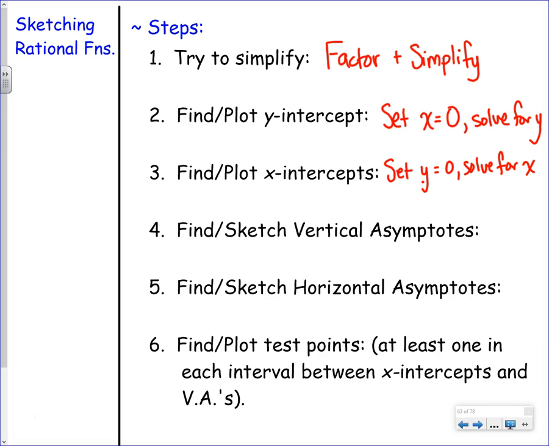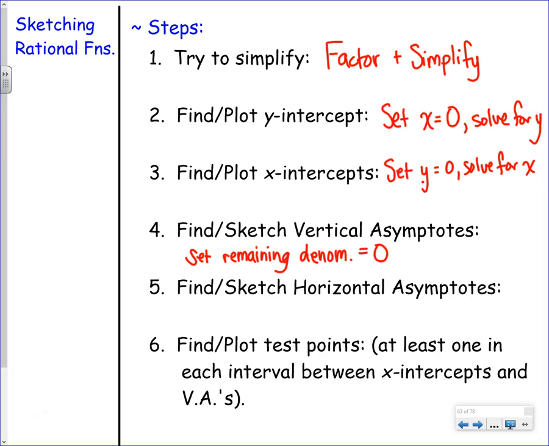Now, if you have correctly factored and crossed out any holes in step 1, to find the vertical asymptotes, all you have to do is set the remaining denominators equal to 0. If you have gotten rid of your holes like you should, factor and simplify, whatever's left are vertical asymptotes. So take whatever is left in your denominator, set it equal to 0. Those are your vertical asymptotes.